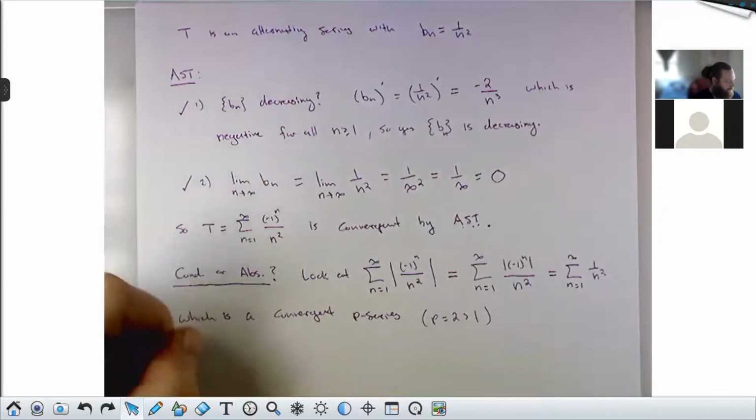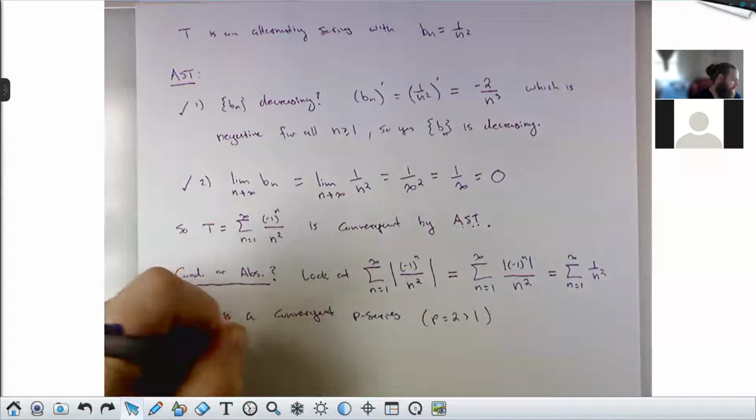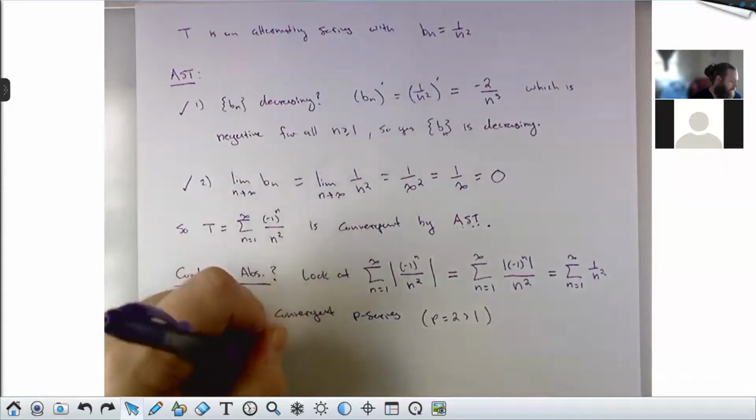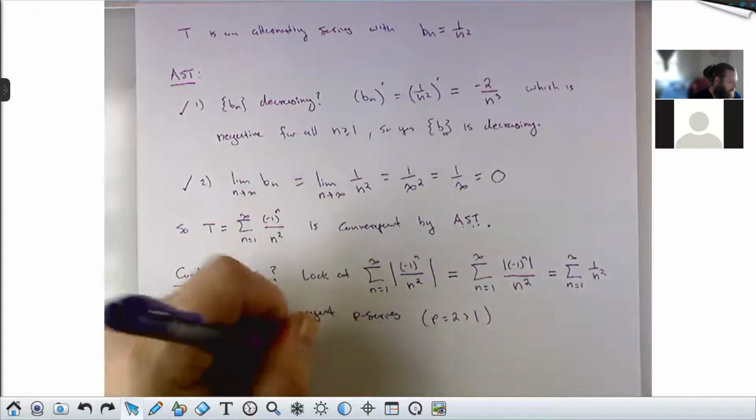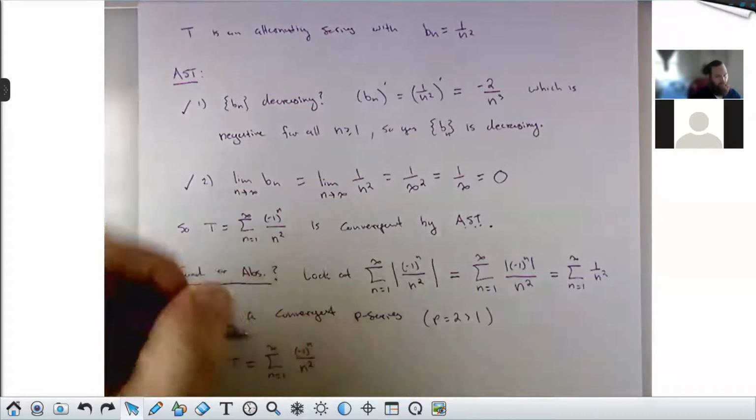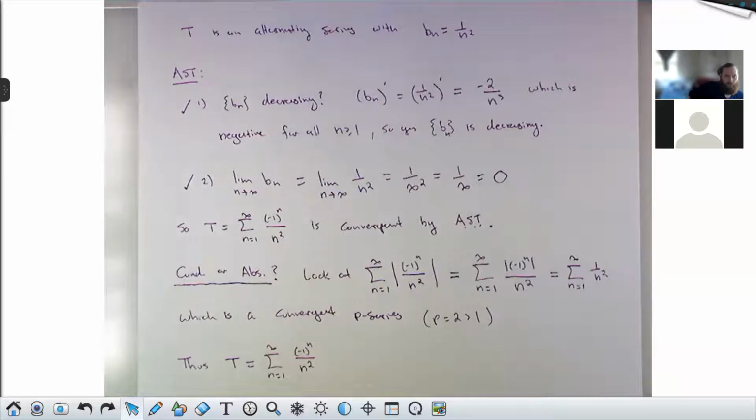So my original series T is not only convergent, but is absolutely convergent.